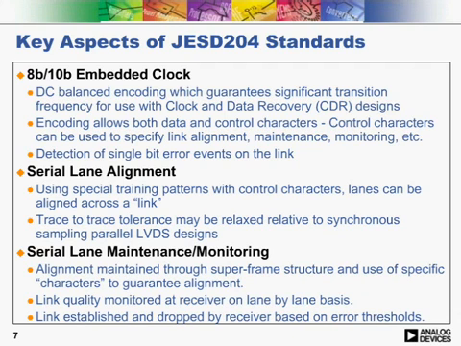Serial lane alignment is achieved by using special training patterns with control characters that allow the lanes to be aligned across the link. This allows for trace-to-trace tolerance to be relaxed in comparison to synchronous parallel LVDS designs. Serial lane maintenance is accomplished through superframe structure and by using specific characters to guarantee alignment. The link quality is monitored by the receiver and is done on a lane-by-lane basis. It is important to note that the link is established and dropped by the receiver based on error thresholds within the JESD204 specification.